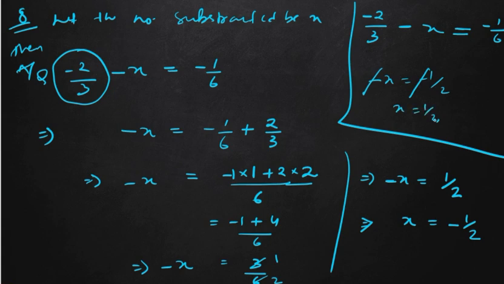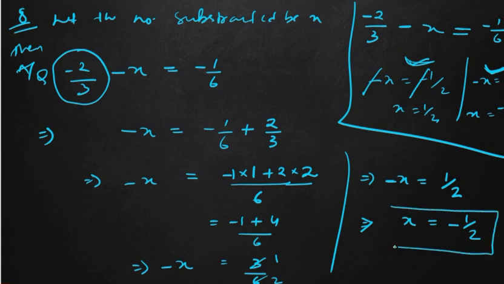But if negative is on one side only, then we need to change it. How can we change it? Just put this negative sign with 1 by 2. This is the correct way. So these are the two cases in which we can take the sign. So, what should be subtracted from minus 2 by 3? The answer is minus 1 by 2. If you have any doubts, then you can contact me.